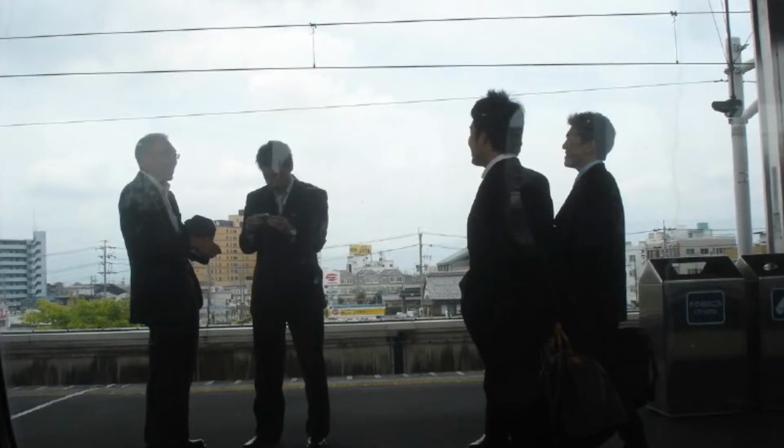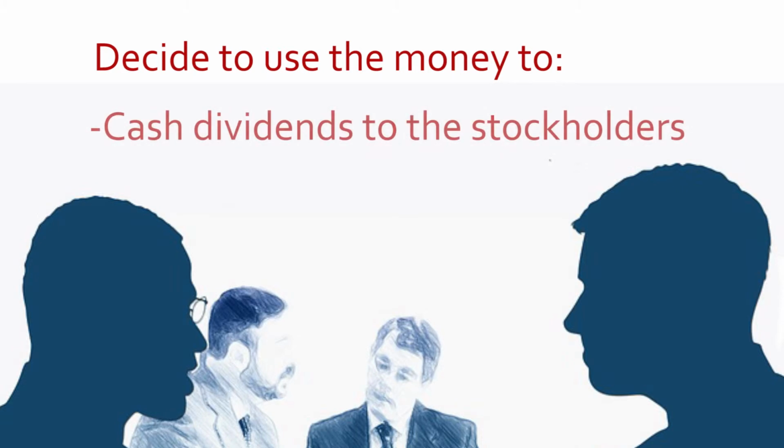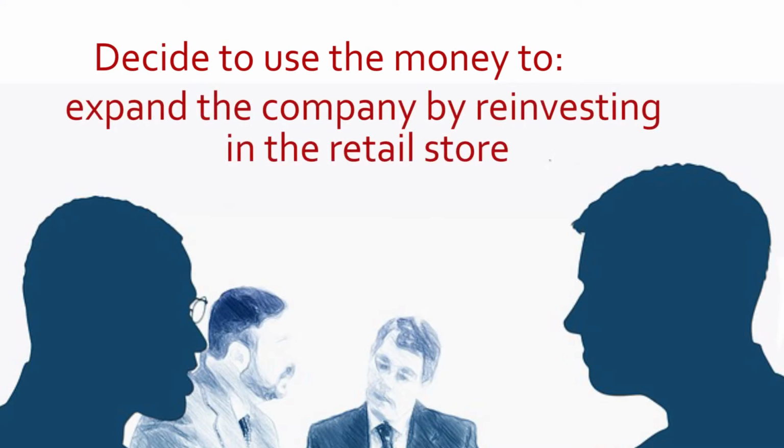If you wish, you could call for a meeting for the company's elected board of directors. This board is made up of the people the stockholders elected to watch over their interests, since they could not run the business themselves for any reason, and together decide to use the money to pay out cash dividends to the stockholders, repurchase stock for increasing the company's control over other investors, or even elect to expand the company by reinvesting in the retail store.